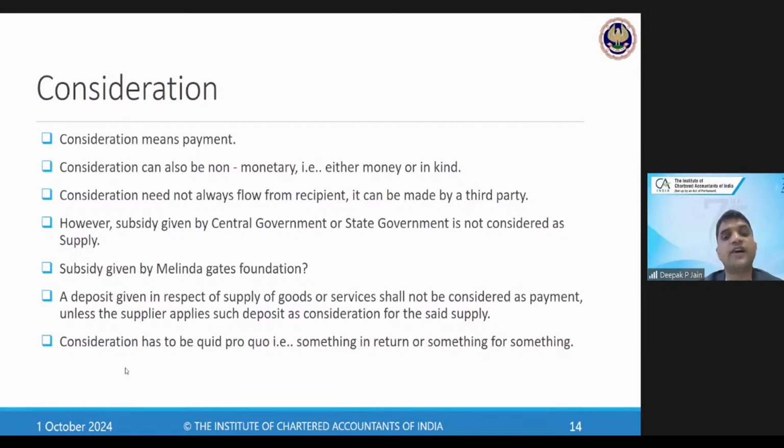Sir, is monetary value for forbearance included? Yes, monetary value for anything is included. So when we go to the next slides, you will understand that forbearance, tolerance, anything, any monetary value for any kind of direct or indirect supply is all consideration.